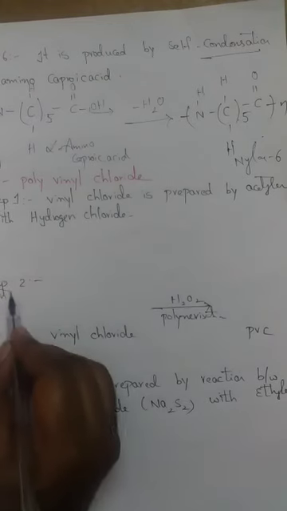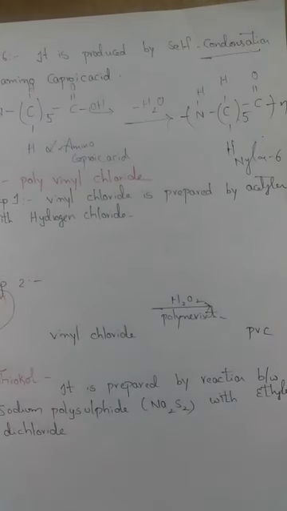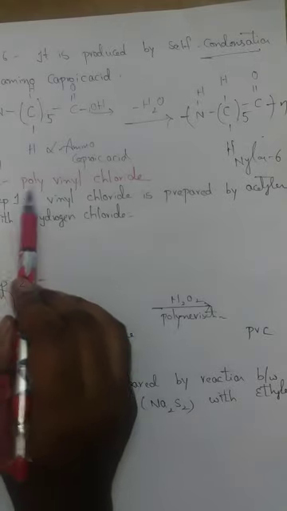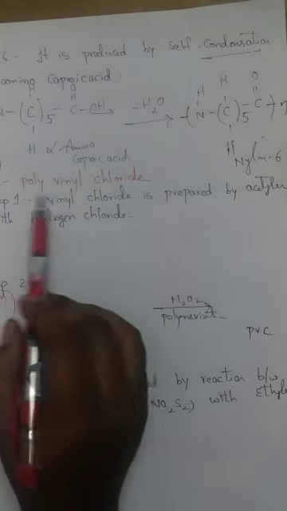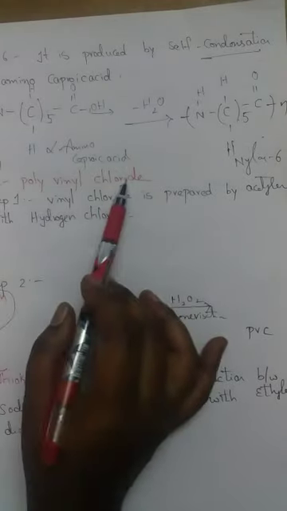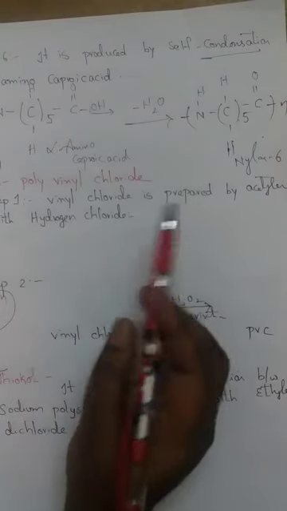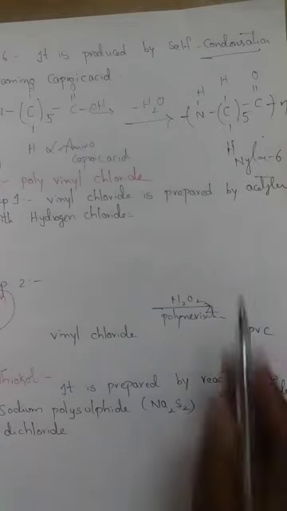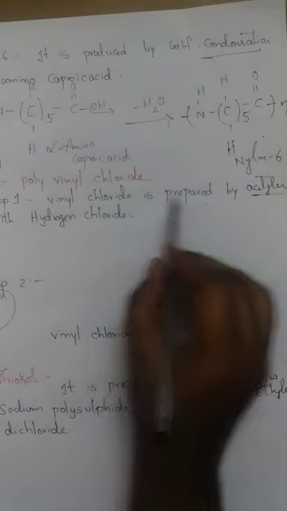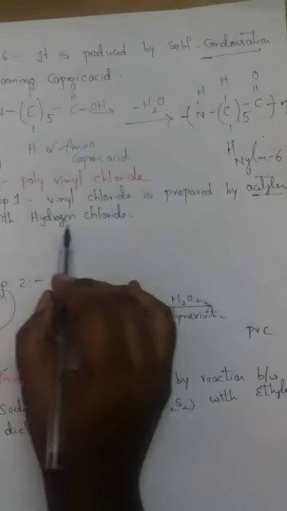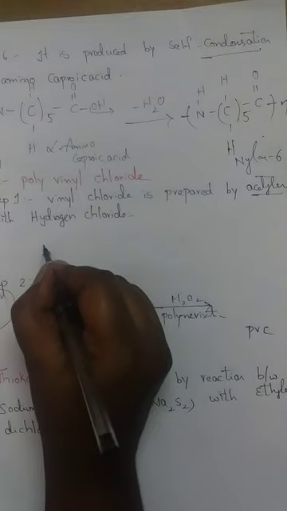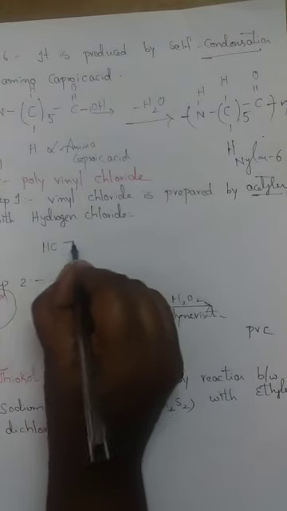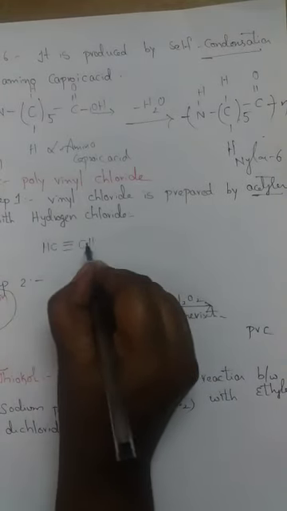How can PVC be prepared? The full form of PVC is polyvinyl chloride. Before going to know about polyvinyl chloride, first we see how to prepare vinyl chloride. Vinyl chloride is prepared by taking acetylene with hydrogen chloride. The formula of acetylene is HC triple bond CH. This is acetylene.